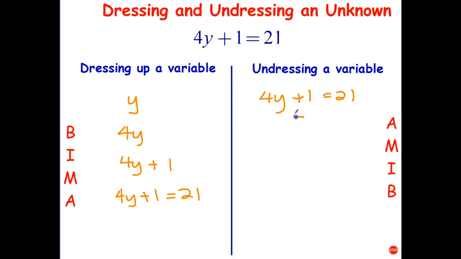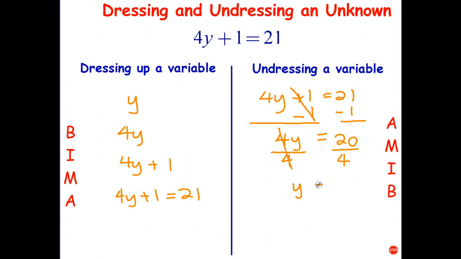So my first step is just take 1 from each side. They cross out. Plus 1 minus 1 goes to 0. And 4y plus 0 is 4y. So I'm starting to undress the y, and 21 take 1 is 20. The operation I have here now is times. 4 times y. I've got to undo multiplying by 4. Well, the opposite of multiplying by 4 is dividing by 4.